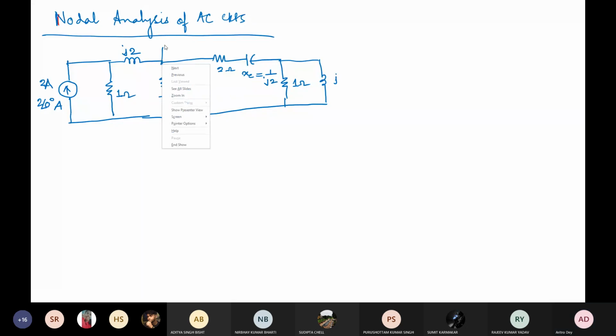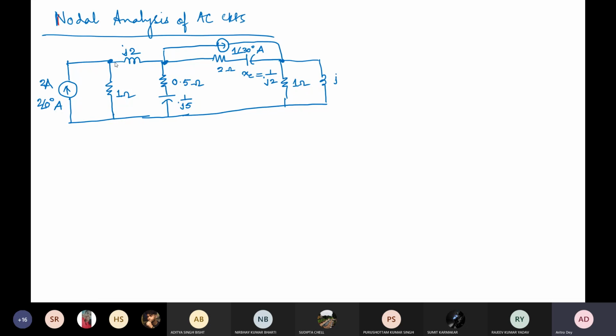There is another current source which is 1 angle 30 degree ampere. So if this is the circuit, how can you solve it using nodal analysis? As you can see, when there are more current sources, we can do it just by nodal analysis because things will be easier.